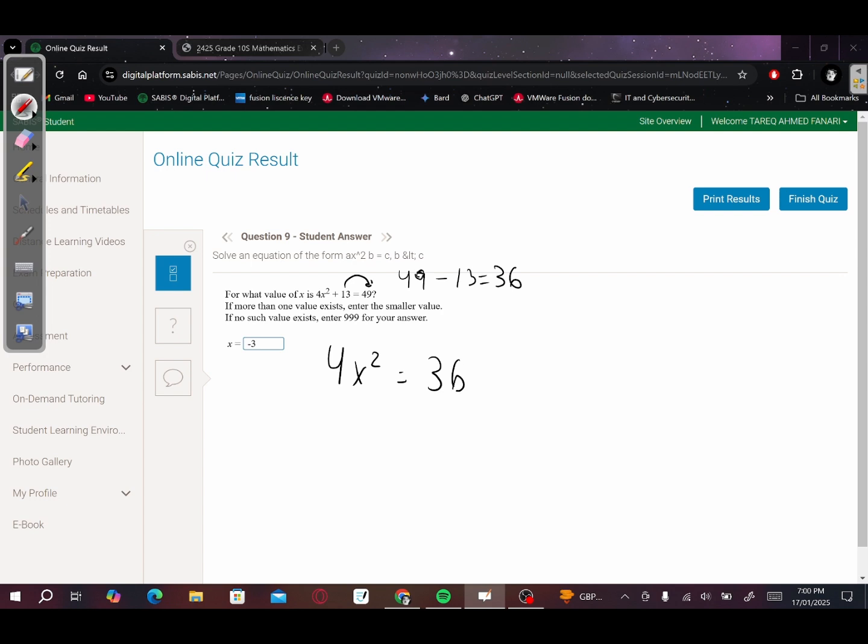So we're going to divide by 4 on both sides. x squared is equal to 9. Now x is equal to positive or negative 3. Negative 3 is smaller than 3, so we're going to put negative 3. Okay. Question 10.